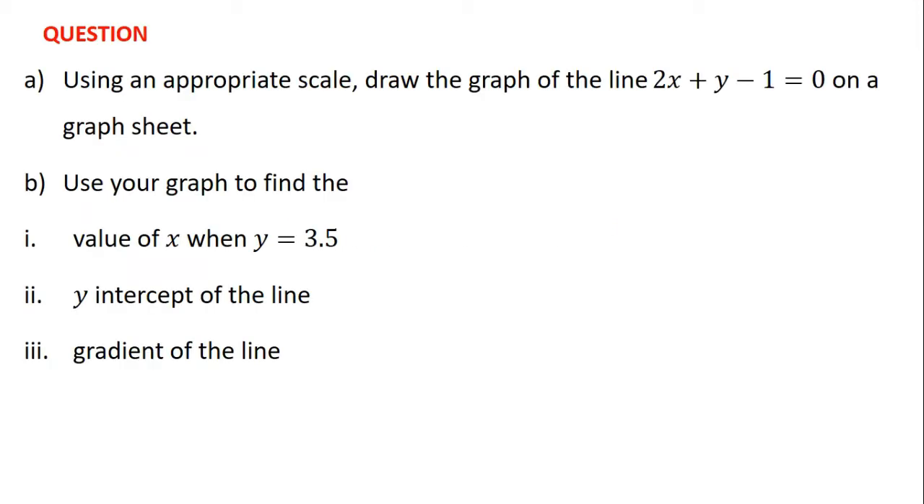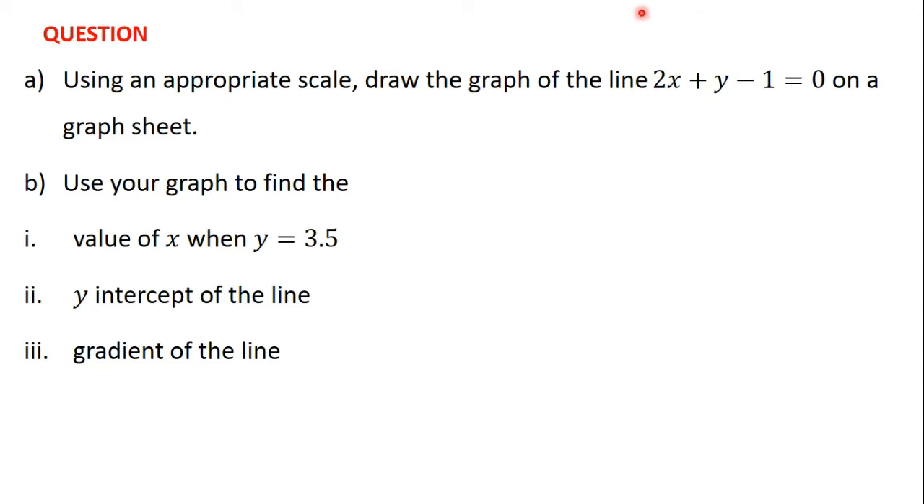The question for this video is: using an appropriate scale, draw the graph of the line 2x + y - 1 = 0 on a graph sheet. B. Use your graph to find (i) the value of x when y = 3.5, (ii) the y-intercept of the line, and (iii) the gradient of the line.